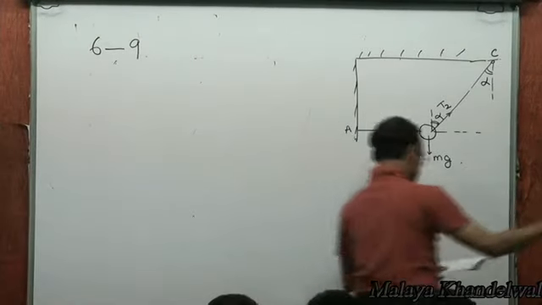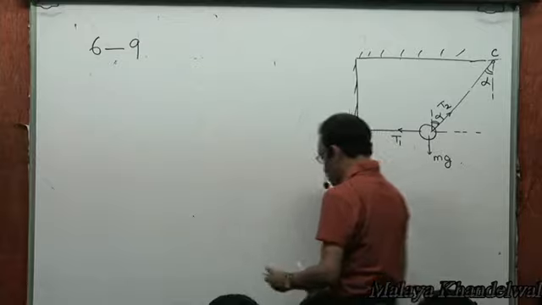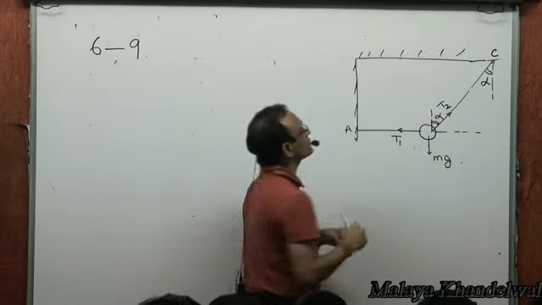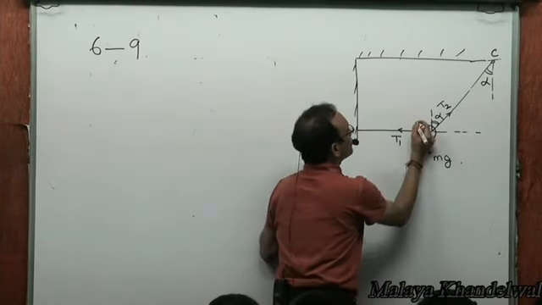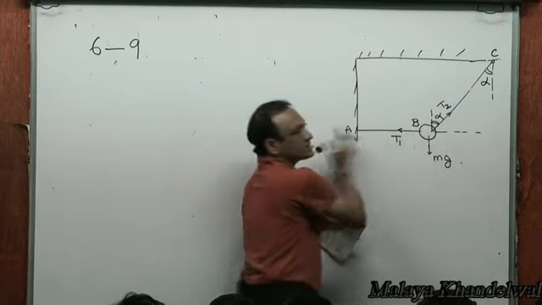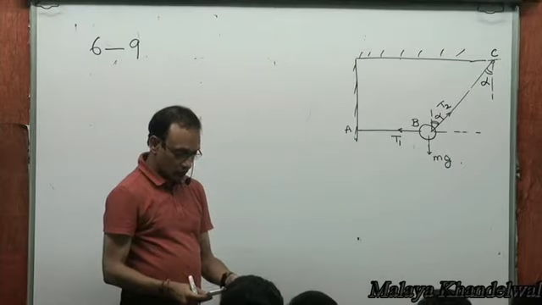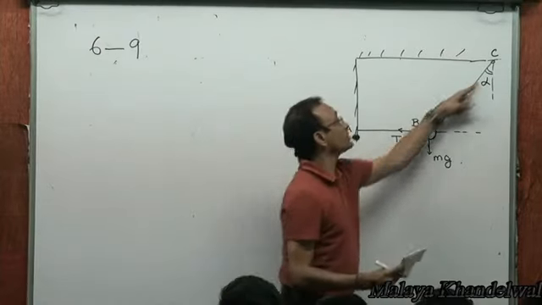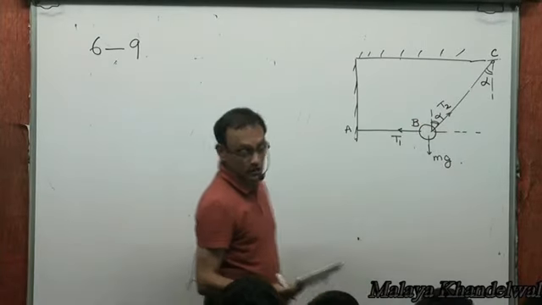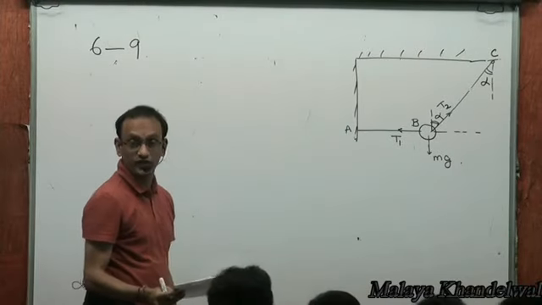Now what is done is, the string AB is snapped. Given that the string AB is snapped, what is the tension in the string BC? That is what we want to find, right?